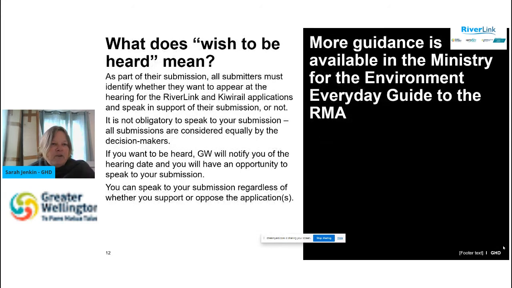What does wish to be heard mean? So what this means is that we want to understand whether or not you want to come along to the hearing for the applications and speak in support of your submission. It's not obligatory to do this. All submissions are considered equally by the decision makers, and it's entirely your choice. If you do want to be heard, Greater Wellington will notify you of the hearing date, and you'll have an opportunity to speak to your submission.